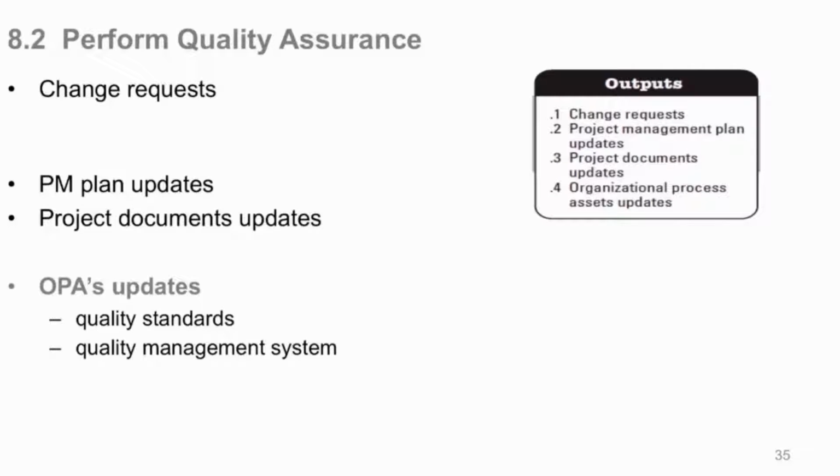Organizational process assets, your quality standards, may be adjusted because of the work you're doing. And of course, the quality management system, if you have such a system that assists you in doing this, may be updated in some manner. But the big one is change requests. They go out for corrective or preventative action.